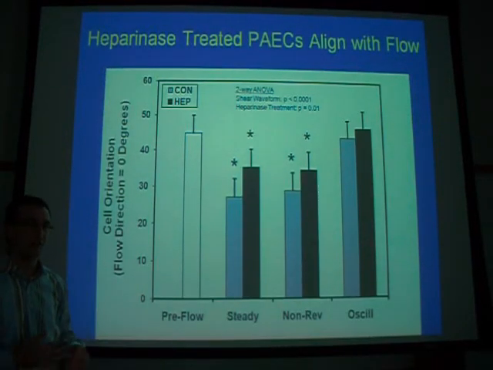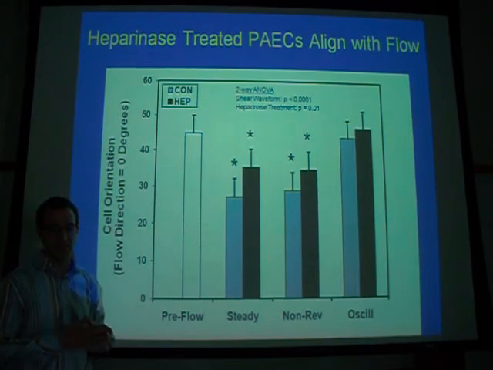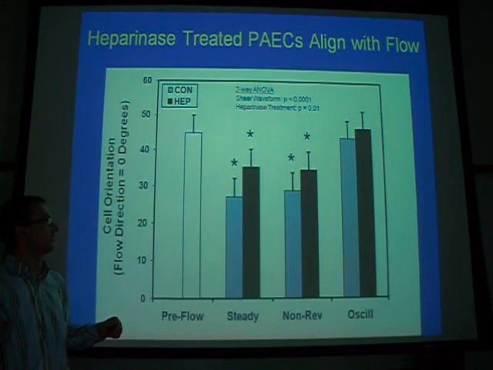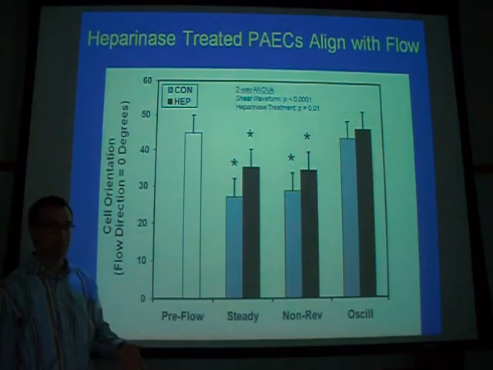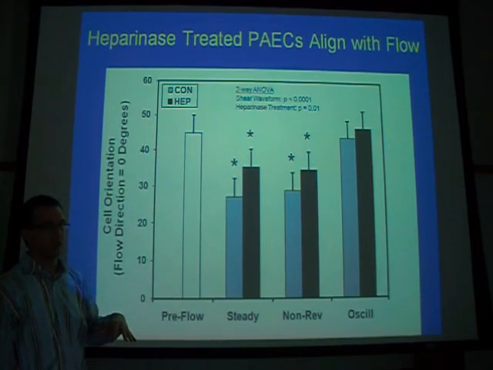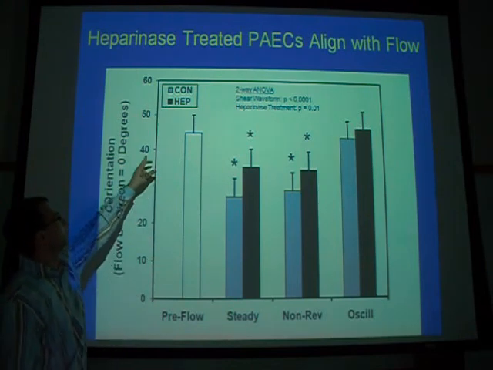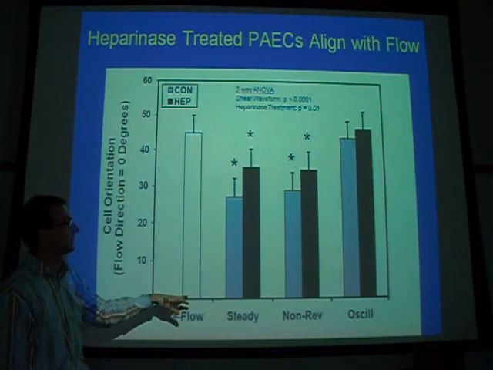So now that we know how we're going to inhibit the heparin sulfate expression, we wanted to look at some functional responses of the endothelial cells, and we first want to look at cell alignment. So we measured cell alignment pre-flow and post-flow, and then we normalized the cell alignment to be from 0 to 90 degrees. So a 45-degree angle would be completely random, and that's what our pre-flow static cells show.